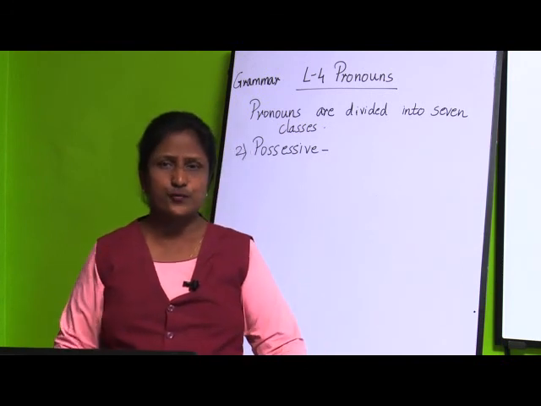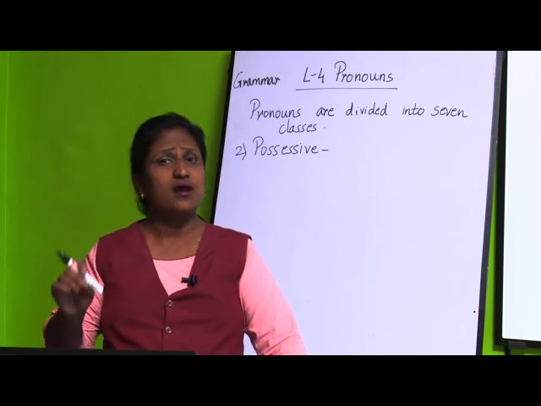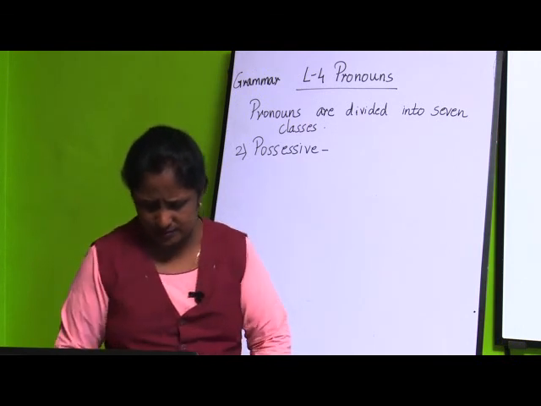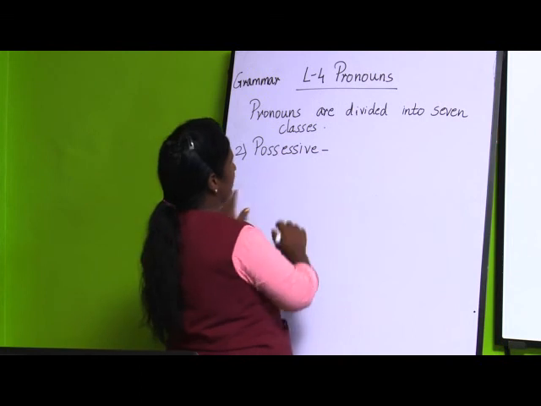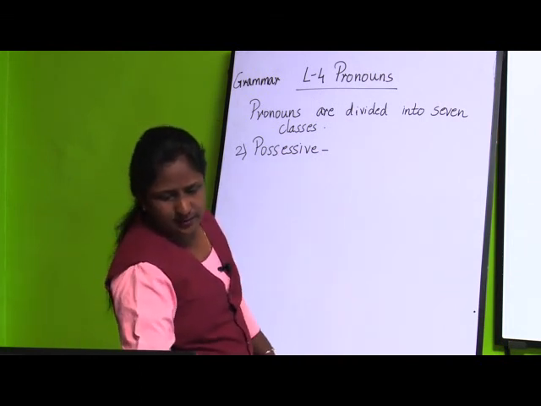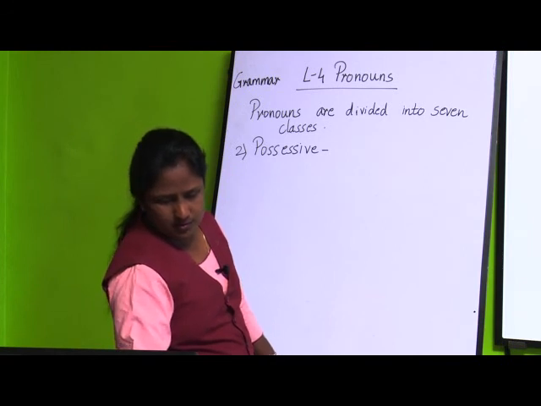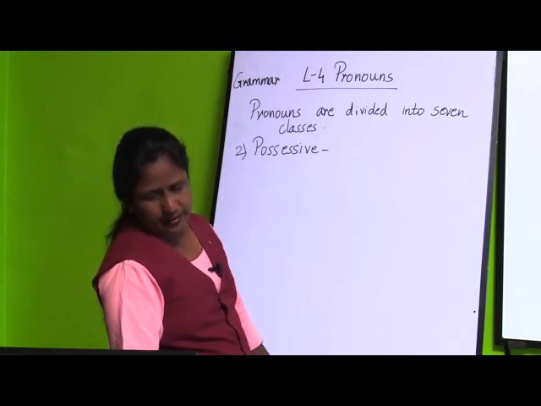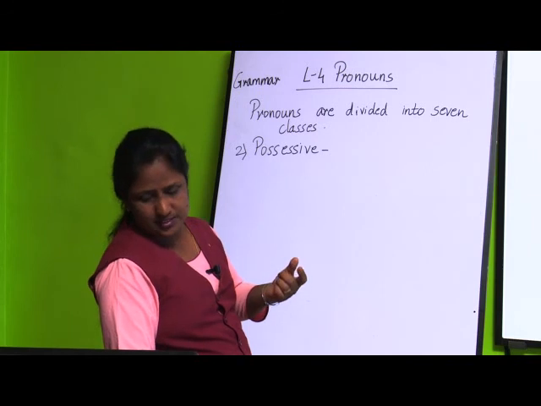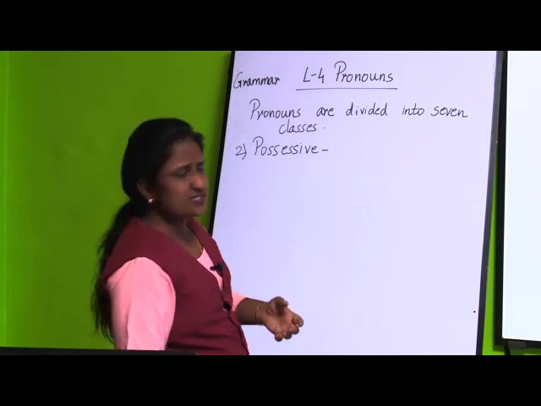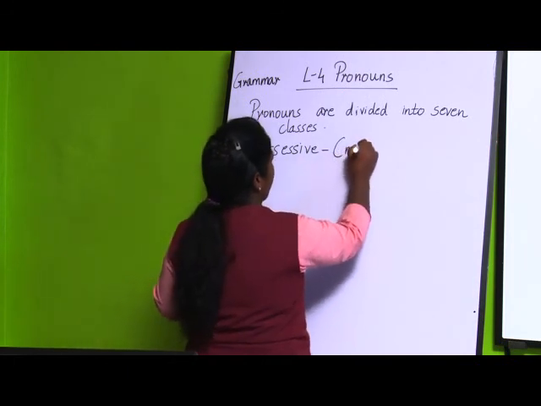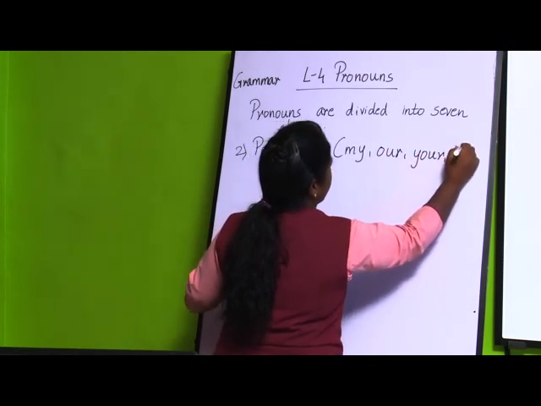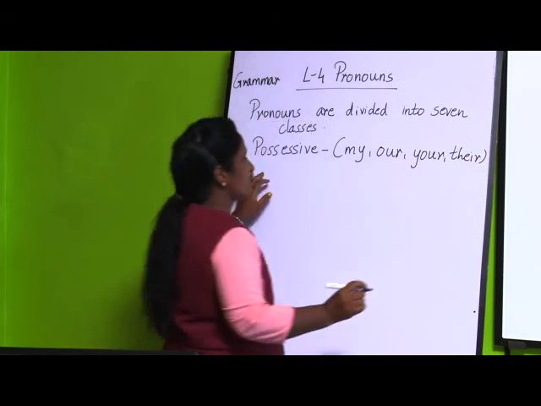So these are the possessive pronouns, the things which belong to a certain person. That is called a possessive pronoun. Possessive pronouns are the things which belong to us. So who is the owner? They are called possessive, meaning that is his possession. The words which we use for the possessive pronoun are my, our, your, their. These are the words which we use in possessive pronouns.